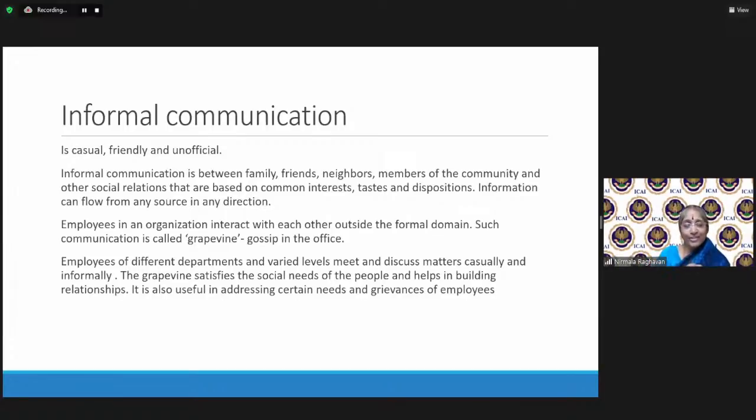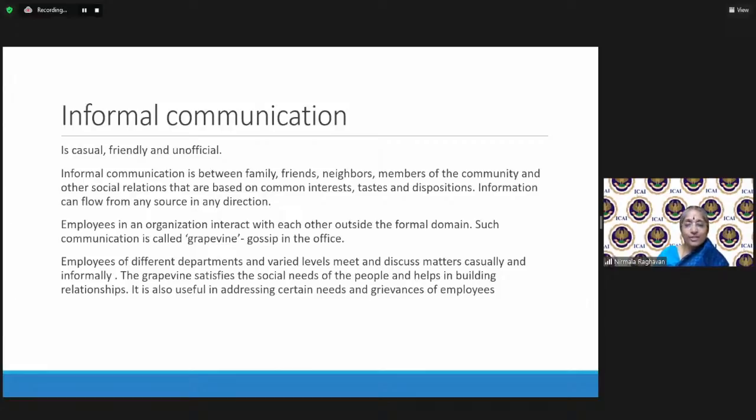So employees in an organization interact with each other outside the formal domain. Such communication is called grapevine or gossip in the office. It is within the office space, but not from their chairs, not inside their cubicles. Once they move out, say for tea break or lunch break or evening snack time, or before conferences, meetings, seminars, or after, okay, employees get together to talk about their projects, about their bosses, about their other employees. That is called grapevine. It is gossip in the office.